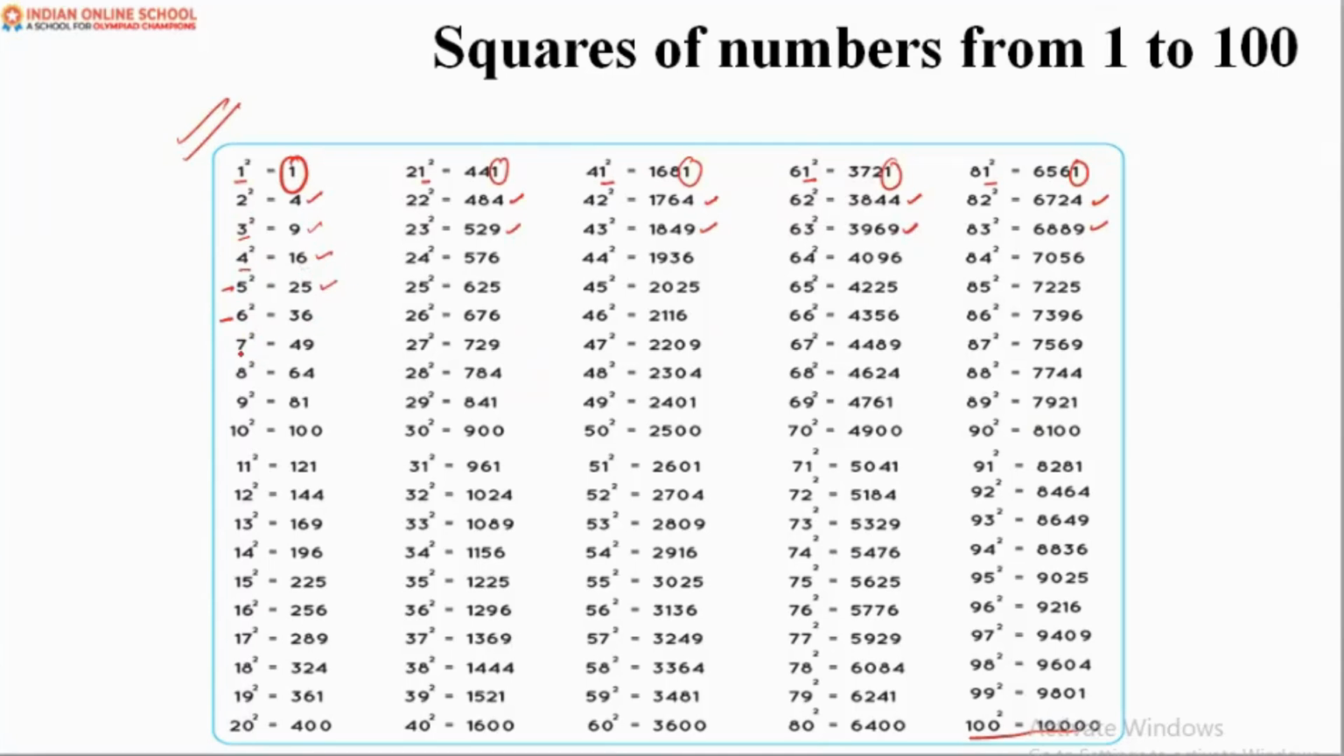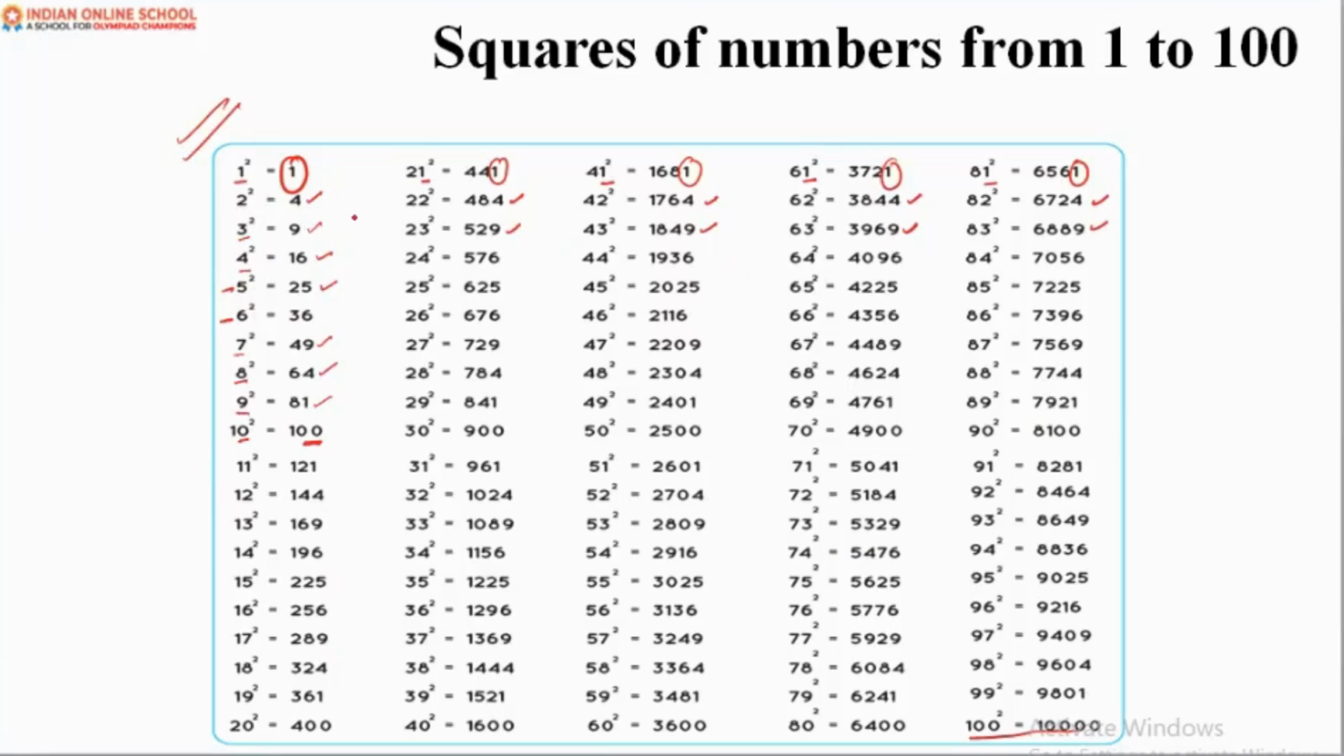Got it? And when any number ends with 7, we are going to get 9 at the unit place. If any number ends at 8, we will get 4 at the unit place. If any number ends at 9, we will be getting 1 at the unit place. And if any number ends with a single 0, then the square number will end at double 0. This is also one of the patterns. So this is about the pattern we have figured out.